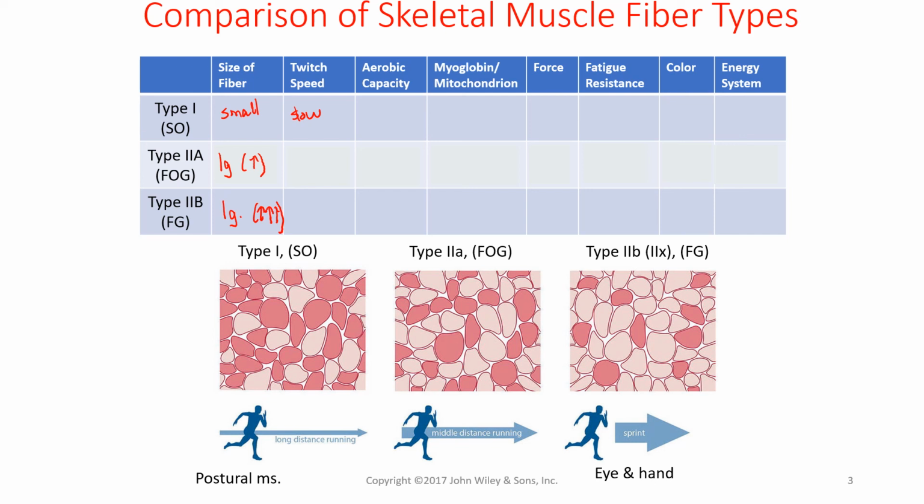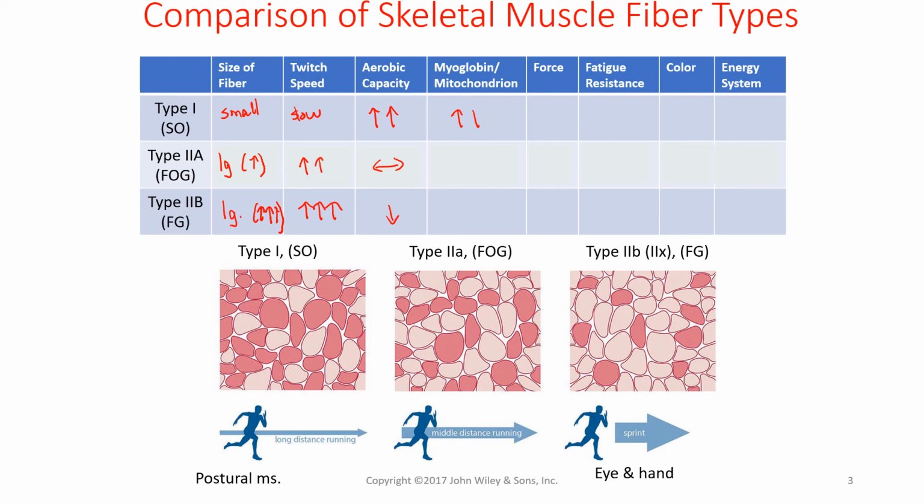Type 2s are going to be really fast. And the type 1s are going to be, maybe we'll just give them one or two arrows going up. Those are semi-fast. Aerobic capacity: type 2s are going to be really strongly aerobic. Type 2Bs, not so much. Type 2As, somewhere in the middle.